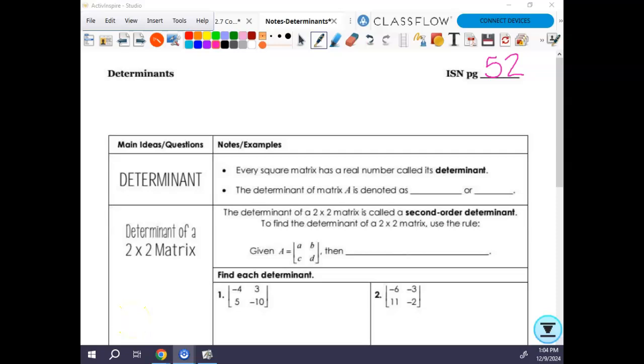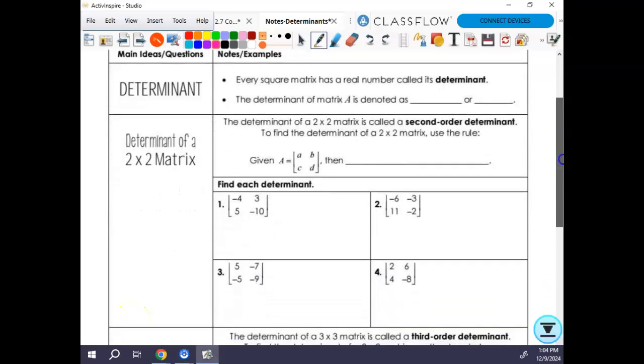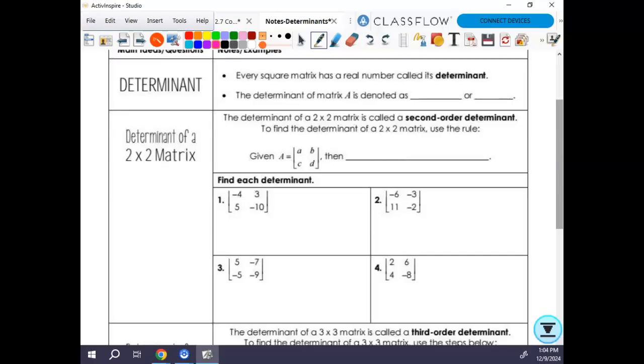All right, so we're still doing matrices. We're going to look at determinants. Before we really talk about what they're used for, they're used to solve systems and find areas and do some other things. But first we have to figure out what they are. How do we even find them?